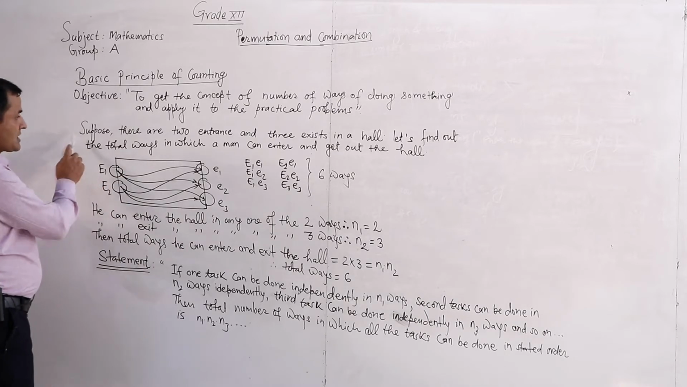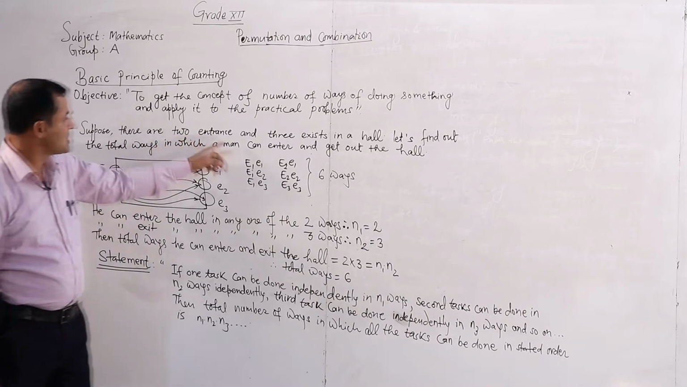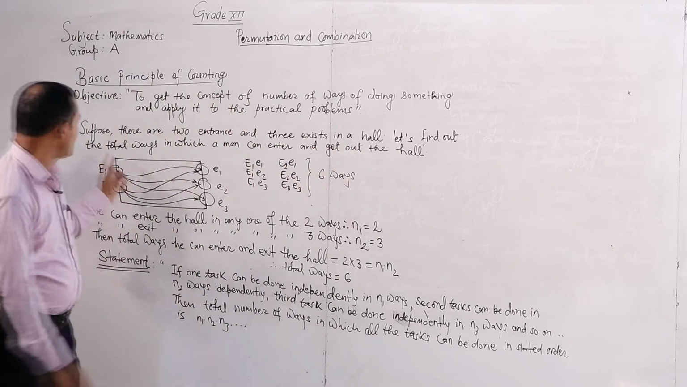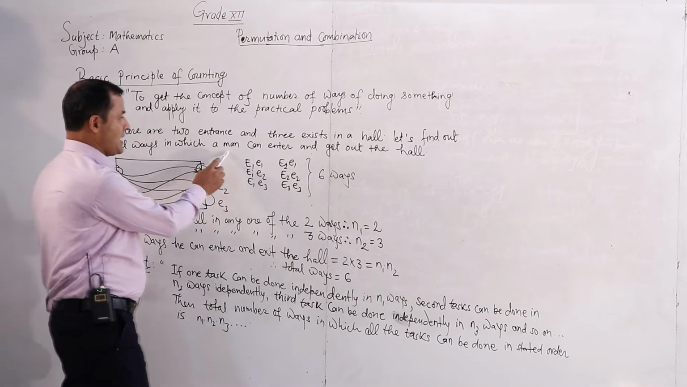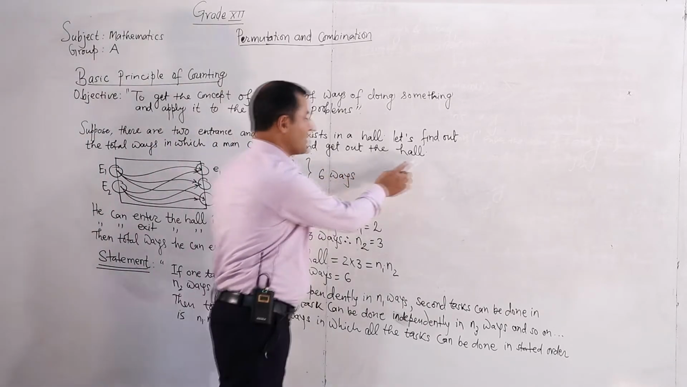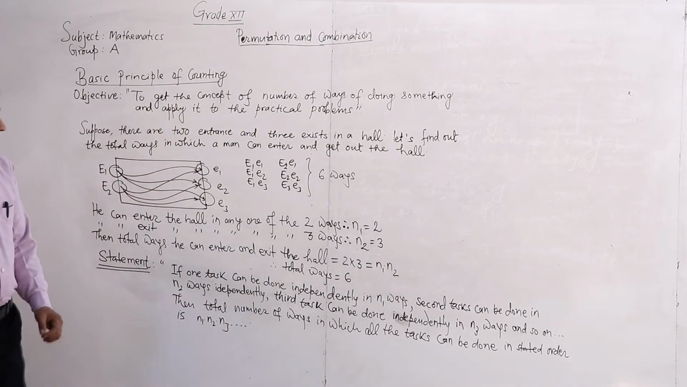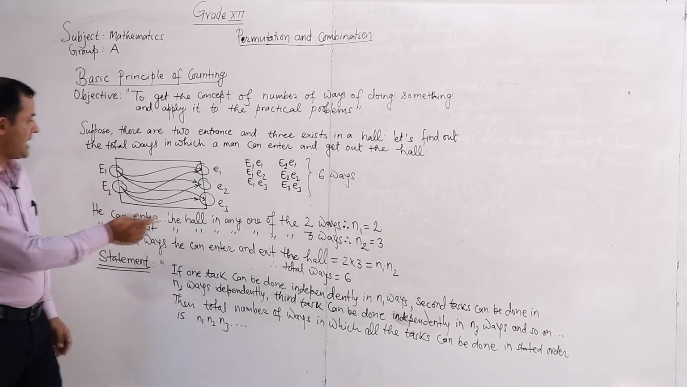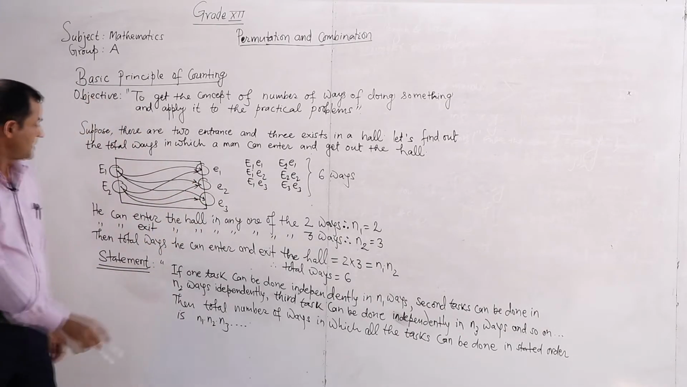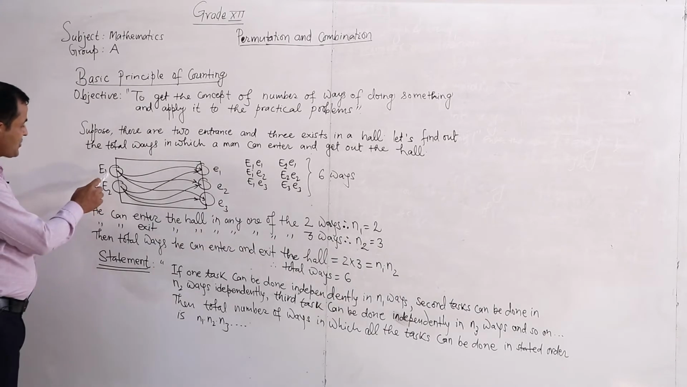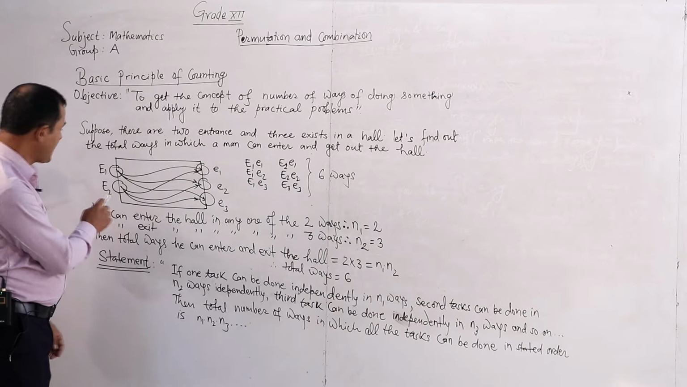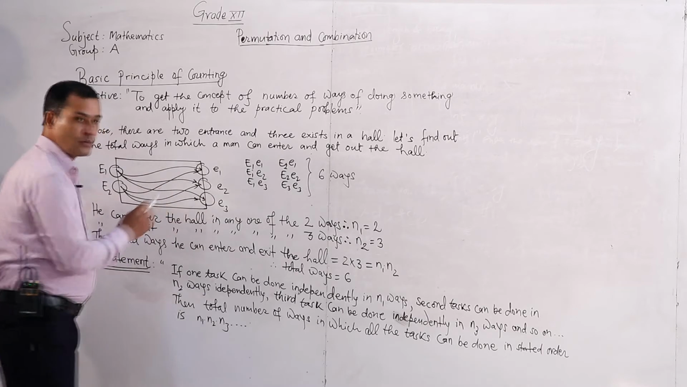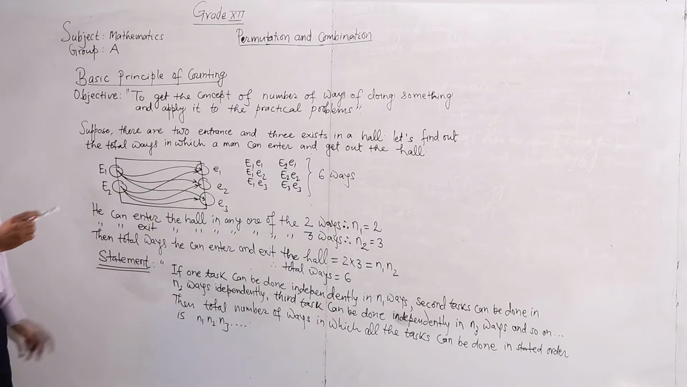Okay, let's start with an example. Suppose there are 2 entrances and 3 exits in a hall. Let's find out the total ways in which a person can enter and get out of the hall. So in a hall, 2 entrance gates and 3 exit gates. I have written the entrance gates as E1 and E2, capital letters, and the exits as e1, e2, e3 with small letters. So what are the possible ways?